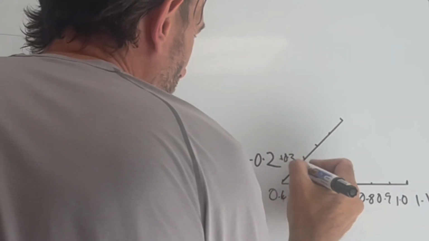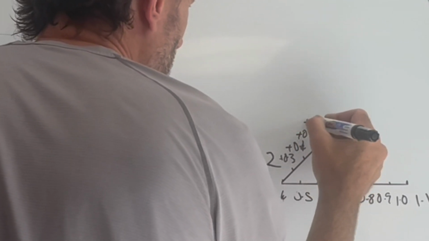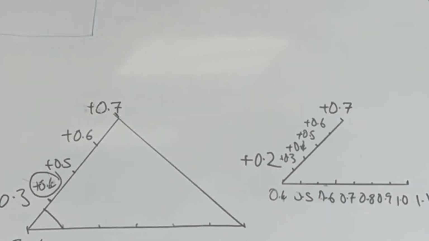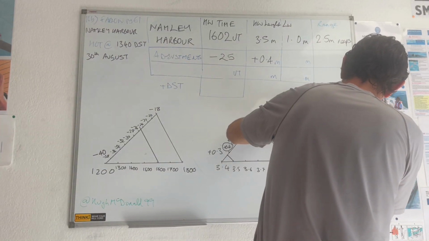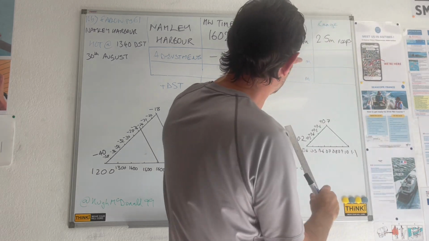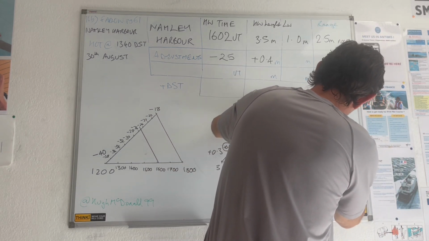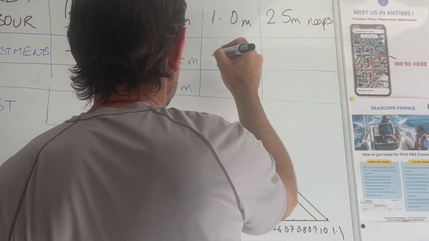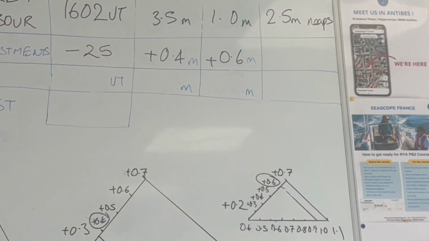Plus 0.3, plus 0.4, plus 0.5, plus 0.6, plus 0.7. Really, this one's tiny, but it's enough for us to see our 1 metre is going to map to closer to 0.6. Plus 0.6 will be the adjustment for the low water height in our secondary port.